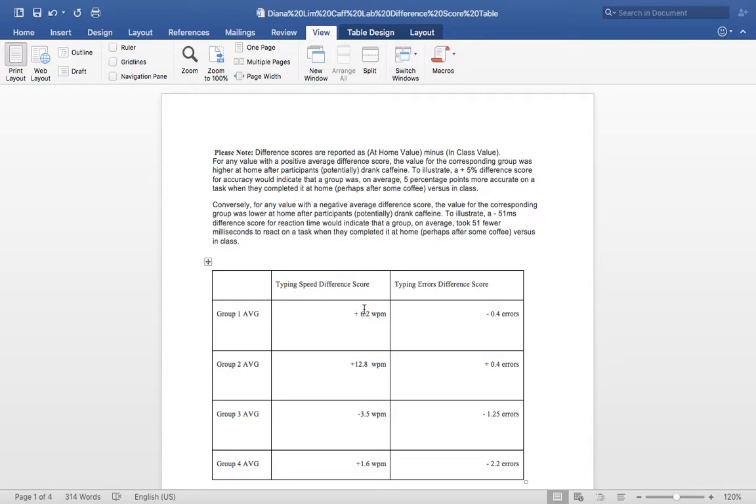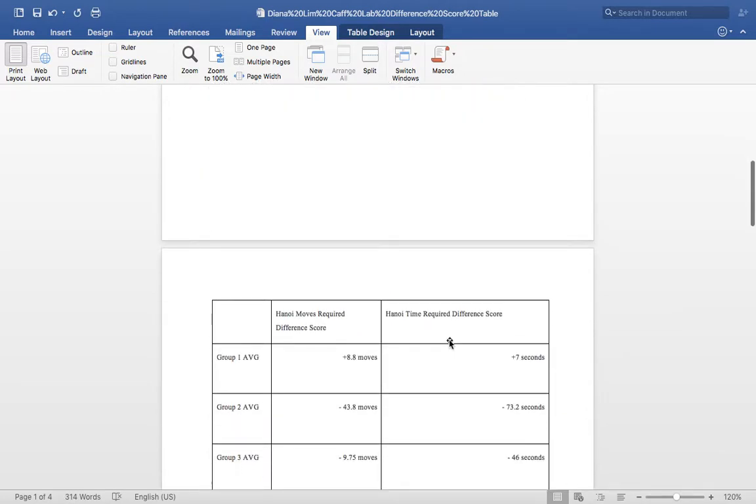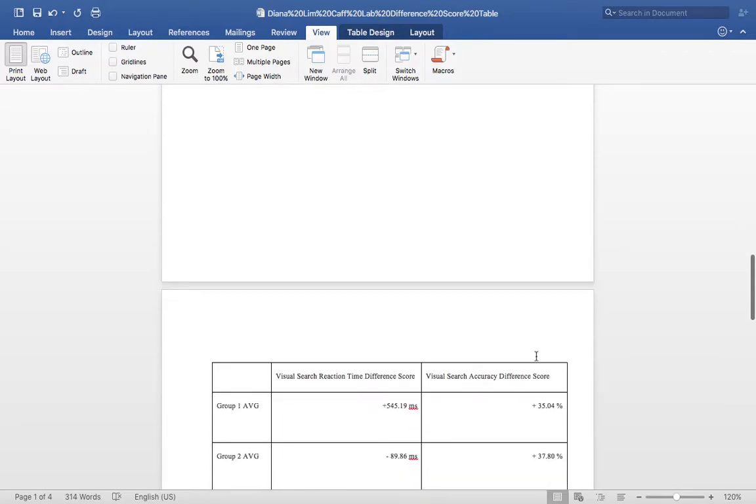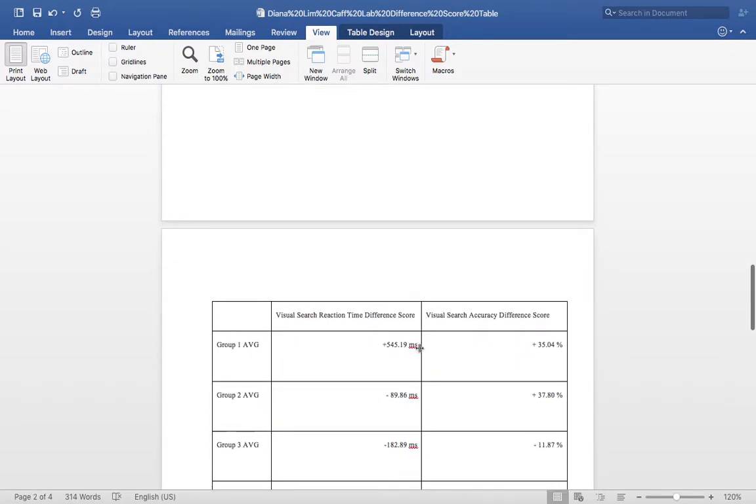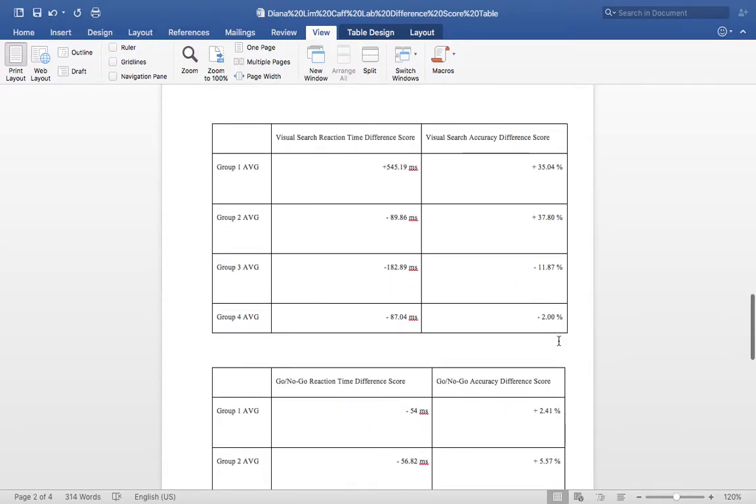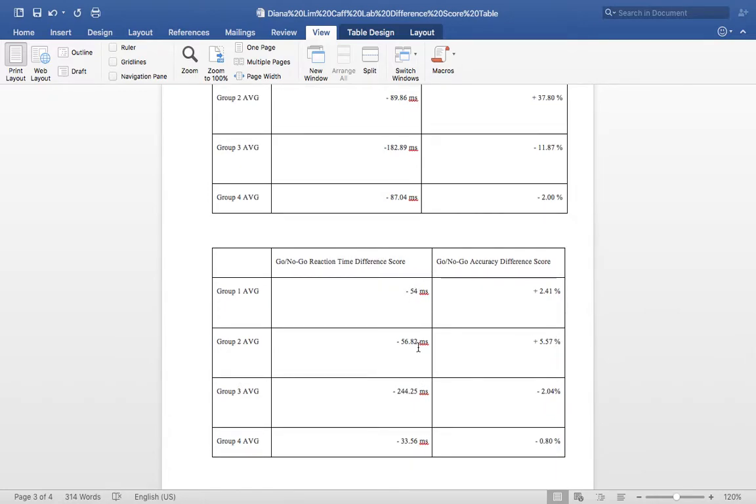The last thing I want to draw your attention to is that all of these values have units associated with them. Okay, WPM is words per minute. Errors is obviously the amount of errors you made. Moves, again for Tower of Hanoi, is how many moves it took you. Seconds, again, is just a unit of time. You guys all know that. MS is milliseconds. The percent sign is obviously percent. And then again, we have milliseconds down here, and then percent again.